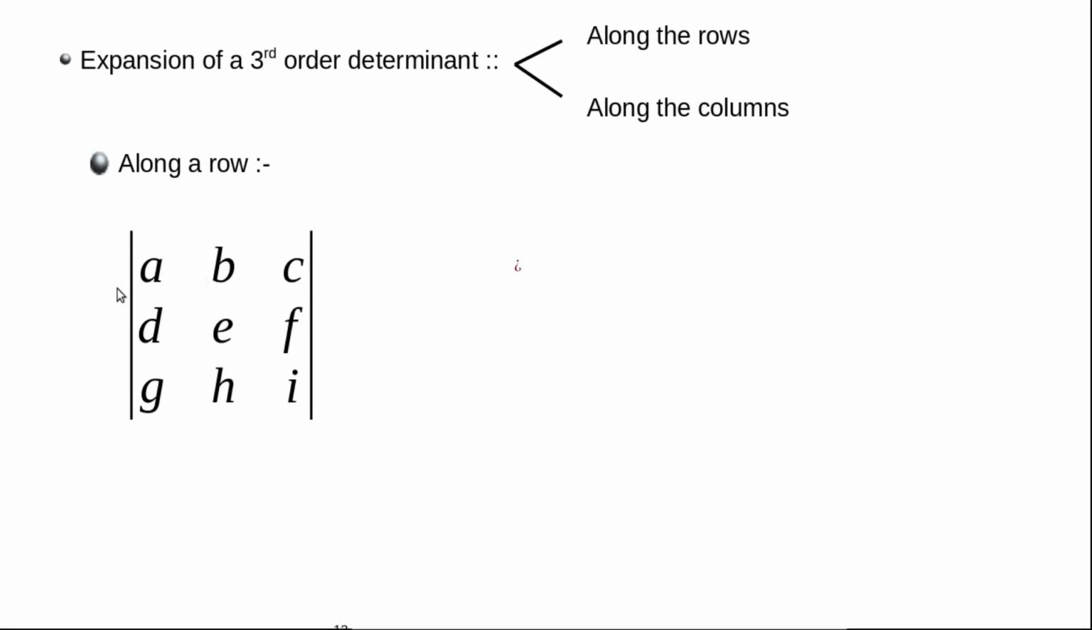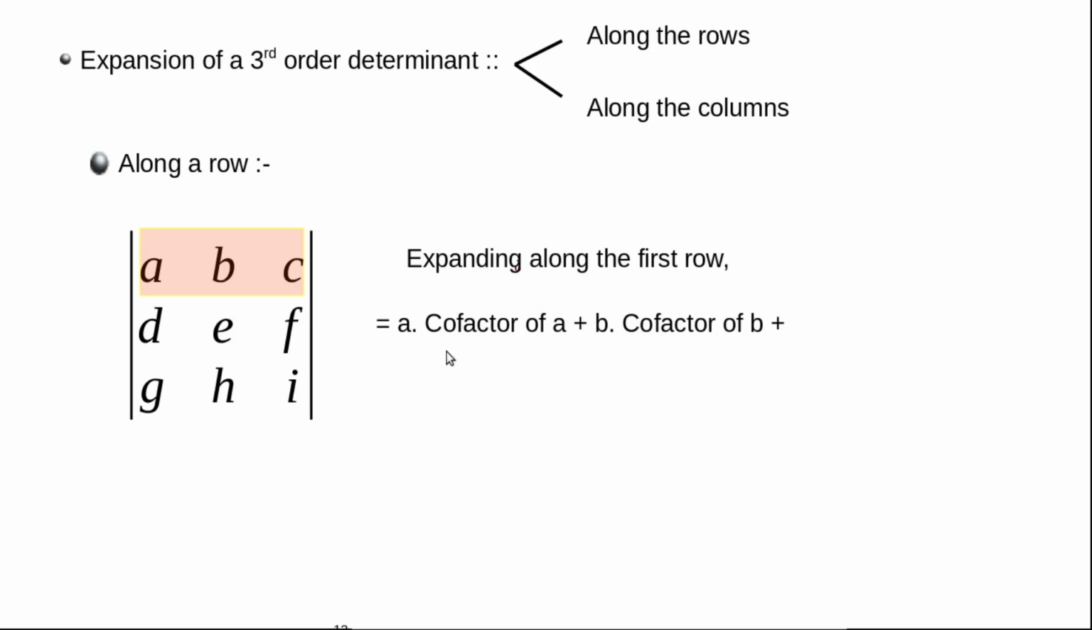So we take a determinant of third order. Now we take the first row. You may take any other row. There are 3 rows, so you may take any row, first row, second row, or third row. For an example, we are taking the first row, so we are expanding along the first row. What is the process? The formula is that the first term is a into cofactor of a plus b into cofactor of b plus c into cofactor of c.